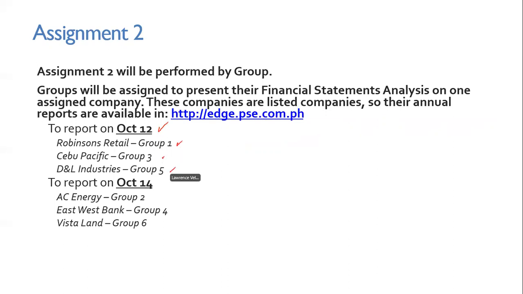The assignment is Robinson's Retail, Cebu Pacific, and DNL Industries. For October 14, the even number groups will present: 2, 4, and 6. They will present AC Energy, East West Bank, and Vistaland. So you will analyze the financial statements of these companies, and the annual reports can be obtained from the PSE website.